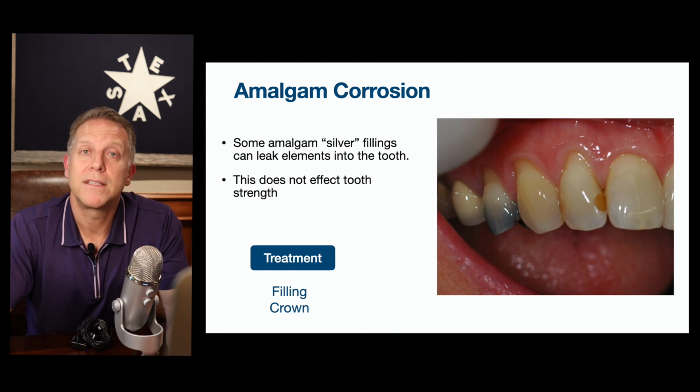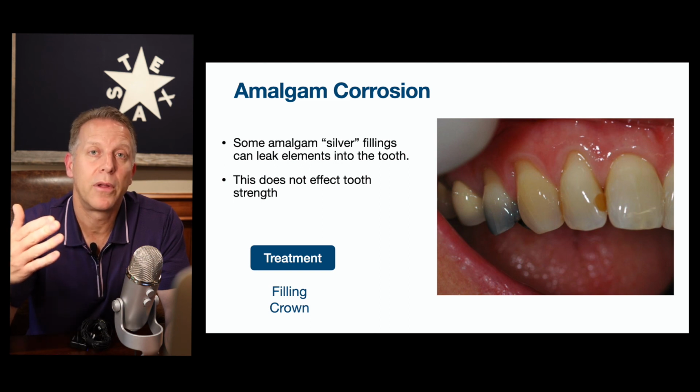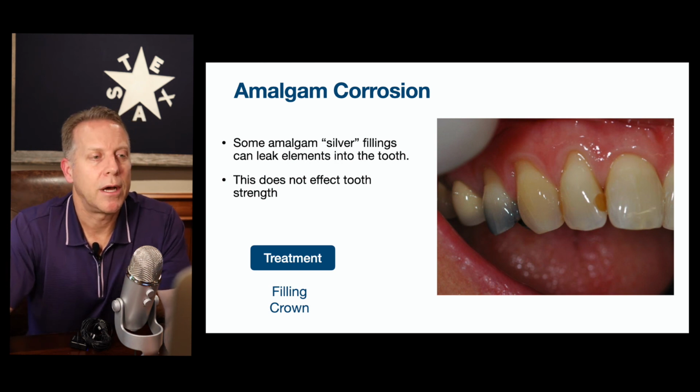And so the fix for that is to take out the old silver filling and any of the affected or dark dentin or enamel, and then put in a new filling. If it gets to be too big of a hole, then the crown has to be done instead.